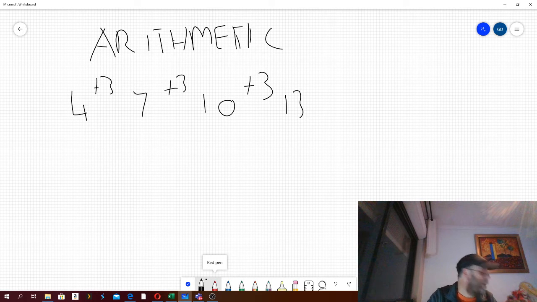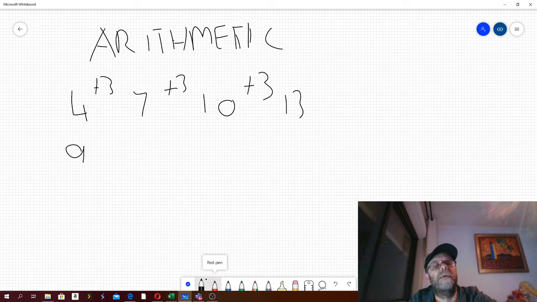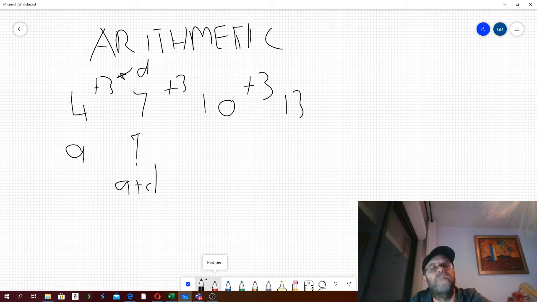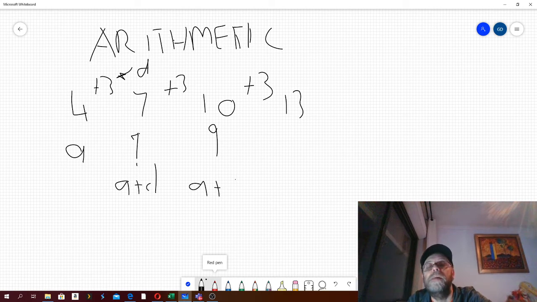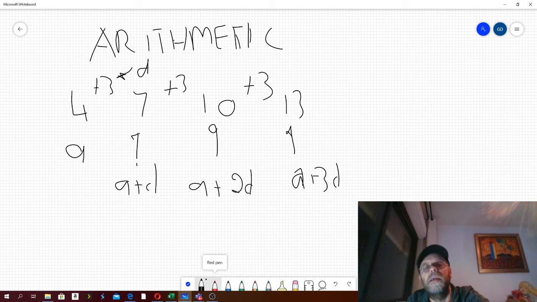So let's write this then, okay, and say that if this 4 was called A, and this 3 was called D, then what would the 7 be? Well, you can see that it is A plus D. And the 10 would be A plus 2D. And the 13 would be A plus 3D, okay? And so on and so on and so on.